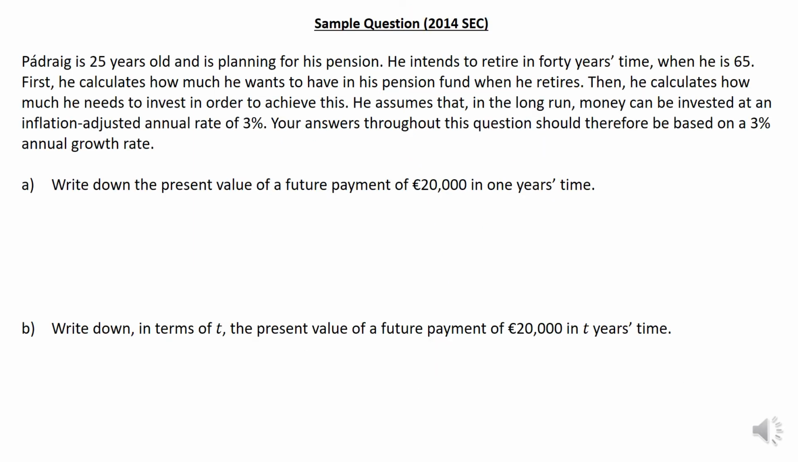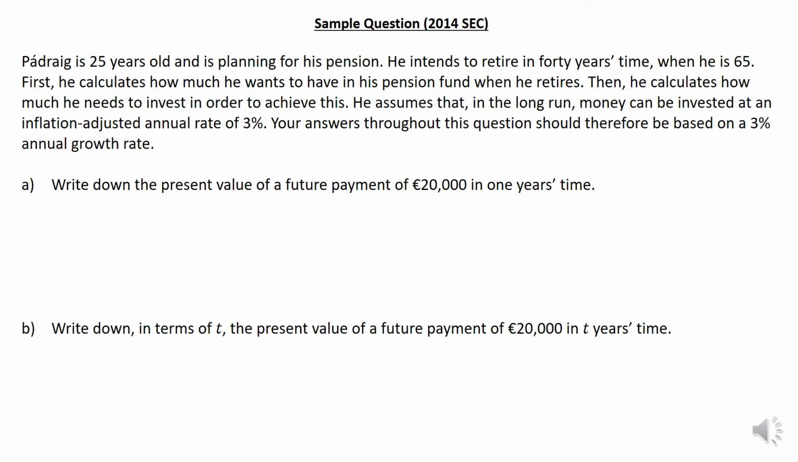So in this example, we'll see that in action. It is a question issued in 2014 by the Department of Education when they were rolling out the new Project Maths curriculum. It is commonly known as Padraig's pension, and it is very well known with maths classes. Padraig is 25 years old and is planning for his pension. He intends to retire in 40 years' time when he is 65.